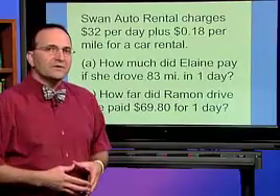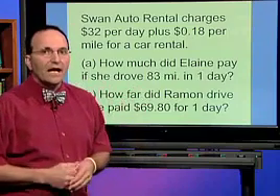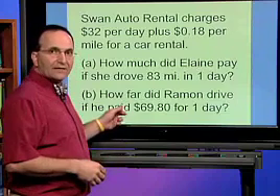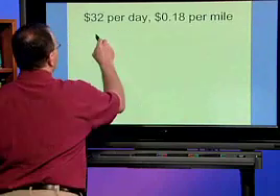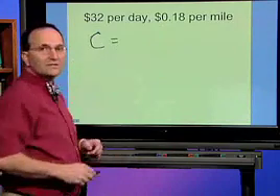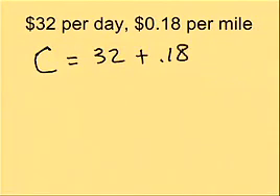Okay, let's find out how you did. After reading and understanding the problem, again, a diagram isn't going to help, but what we want to do is design the algebraic model, and the algebraic model this time is that the cost, which I'll use as C, is equal to $32 per day plus 18 cents per mile, and I'll use X to represent my miles.